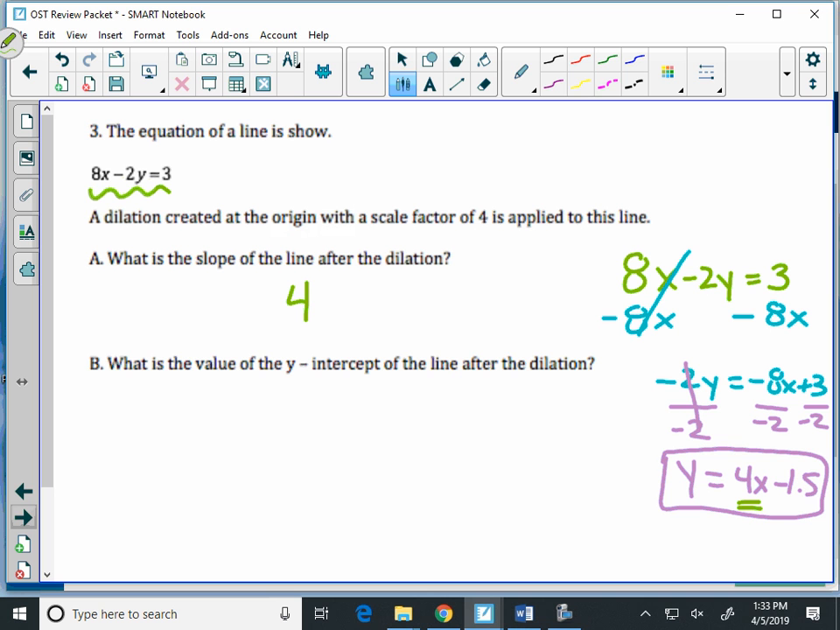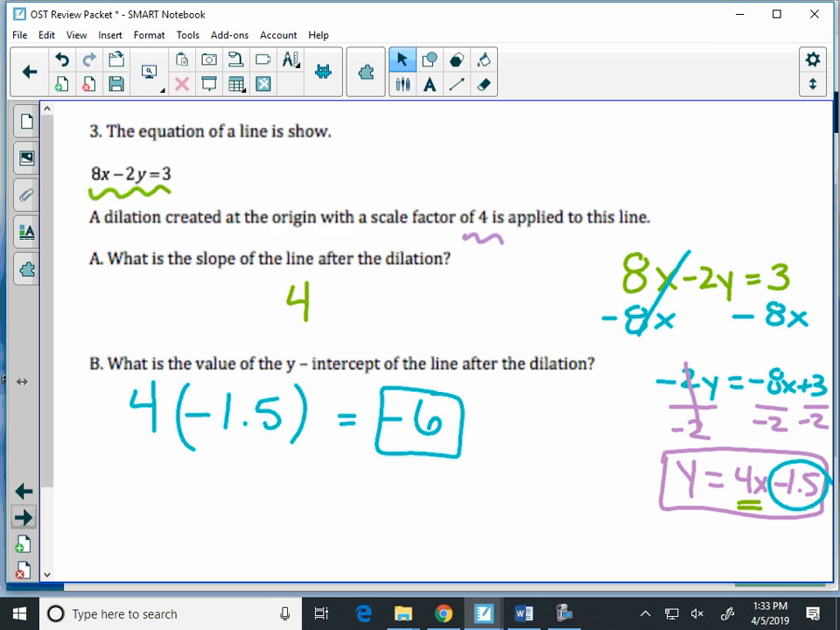All the points on the line will change. All the points on the line are being multiplied by our scale factor of 4. So what we're going to do is take the y-intercept, which is negative 1.5. That is a point on the line. And we're going to multiply our y-intercept by the scale factor. And when we do that, 4 times negative 1.5 is negative 6. So the new y-intercept is negative 6, and our new slope is still 4.